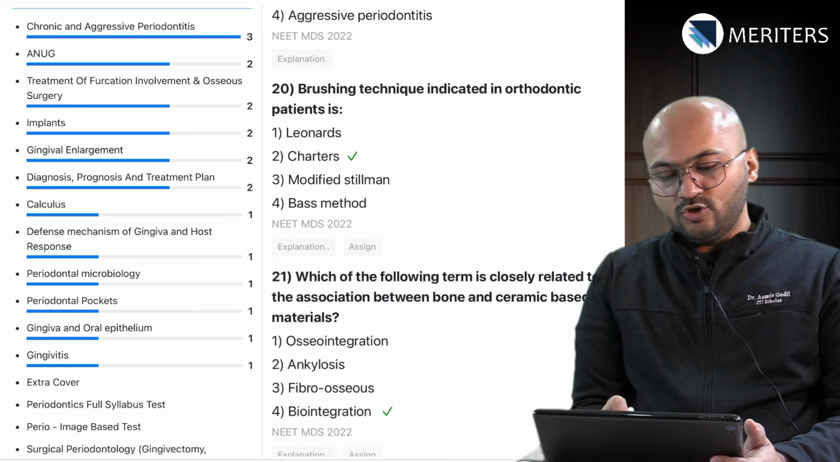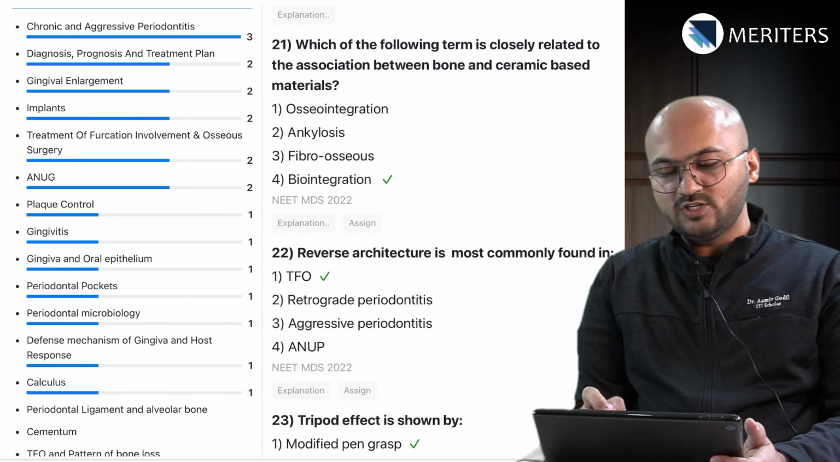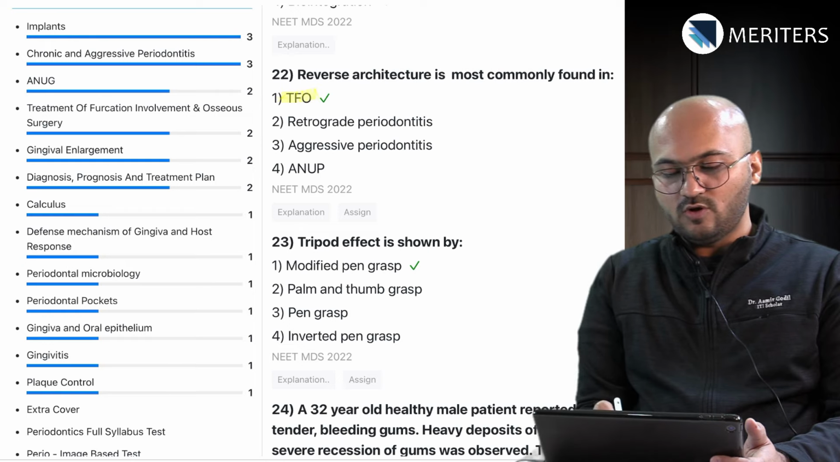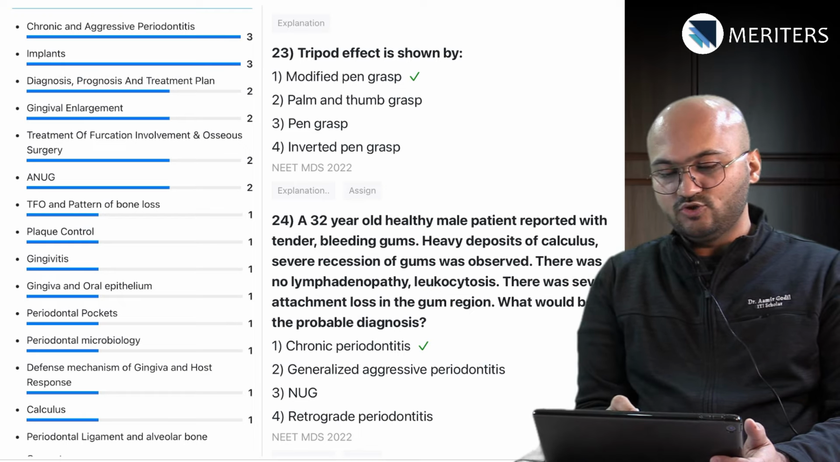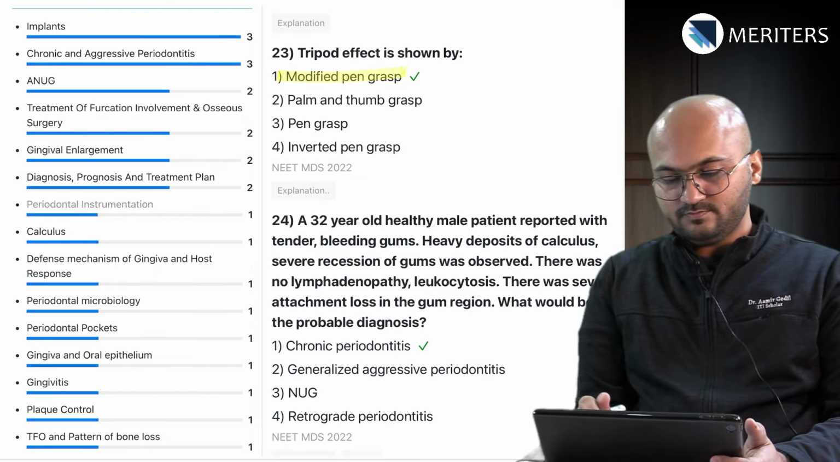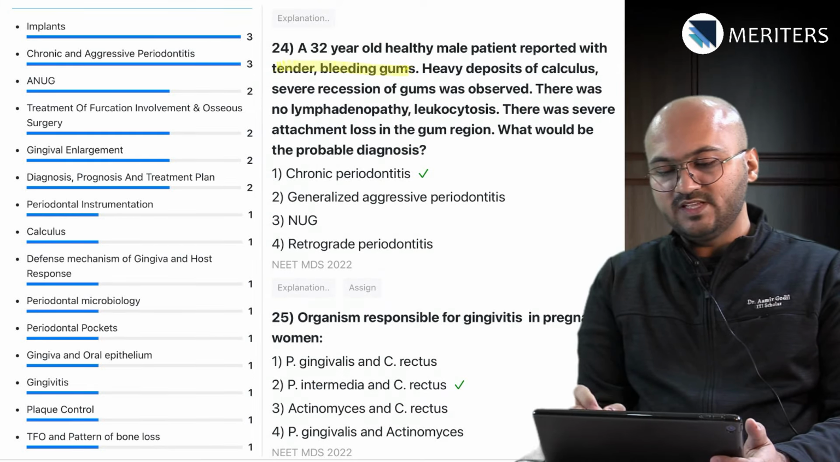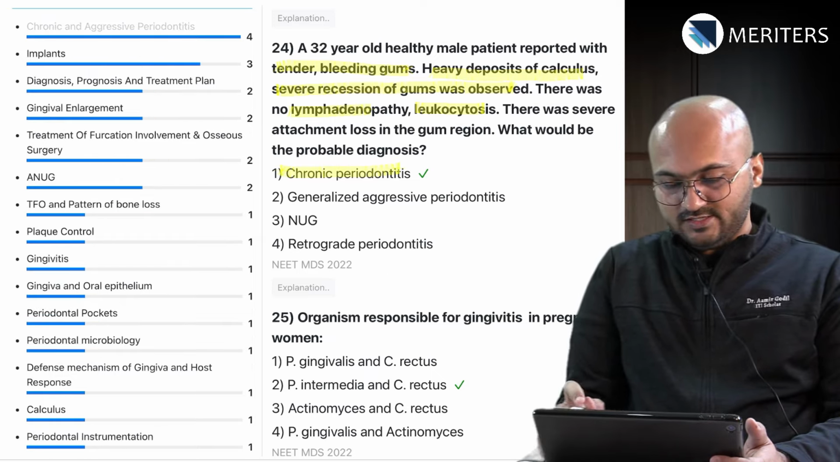Brushing technique indicated in orthodontic patients is Charter's technique. Which of the following term is closely related to association between bone and ceramic based implants? It's biointegration. Reverse architecture is associated with trauma from occlusion. Tripod effect while holding the instrument, modified pen grasp. A 32-year-old healthy male patient reported with tender bleeding gums. There are heavy deposits of calculus, severe recession of gums, no lymphadenopathy, leukocytosis. All these are signs of chronic periodontitis.